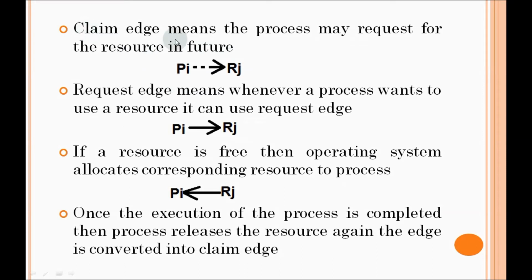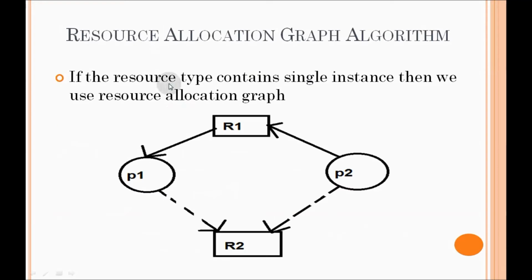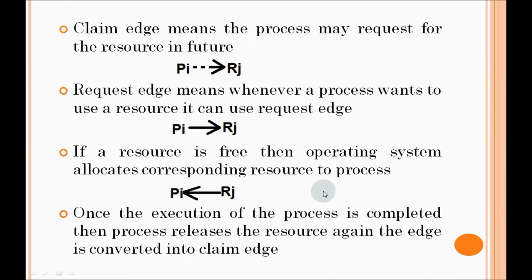So what is a claim edge? Claim edge means the process may request for the resource in future. The process may request for the resource in future. You can see here. Here this is the claim edge. Claim edge is indicated by dotted dashed arrows. You can see. Right? Claim edge means the process may request for the resource in the future.